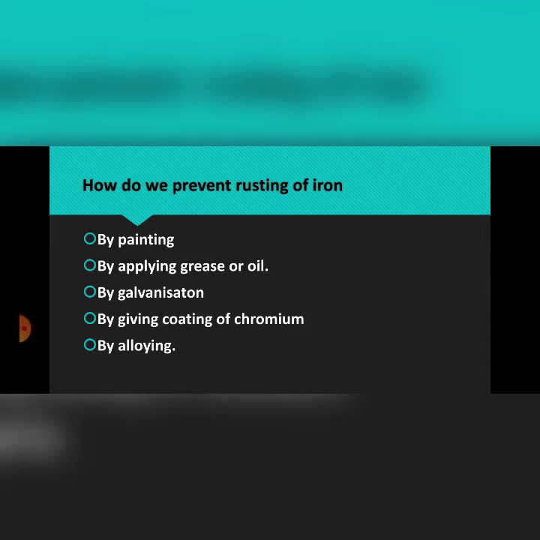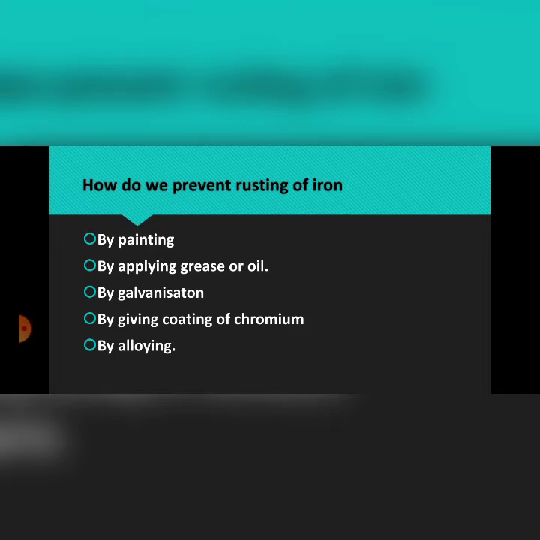So we should do something to prevent rusting. Some methods of preventing rusting of iron are given below. By painting. Rusting can be prevented by painting. We have seen the grills in our homes are painted. This gives the grills an attractive look, but the main purpose is to prevent them from rusting.